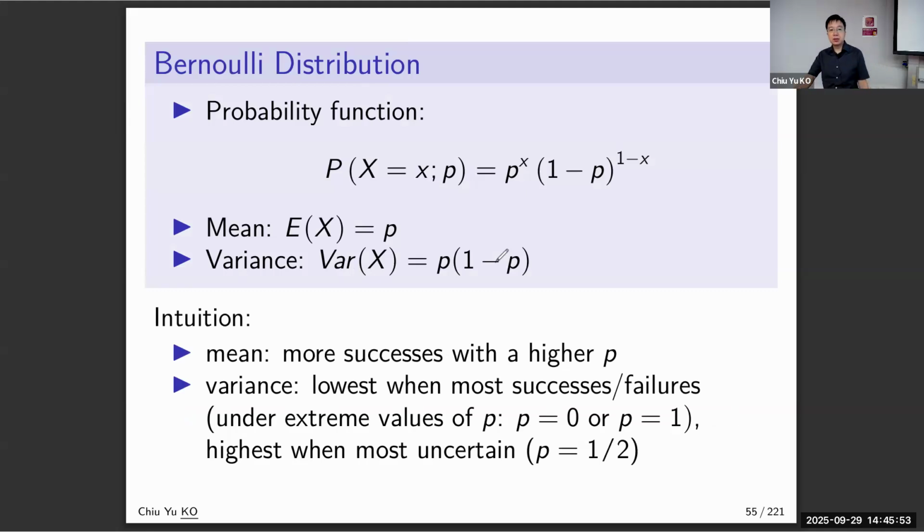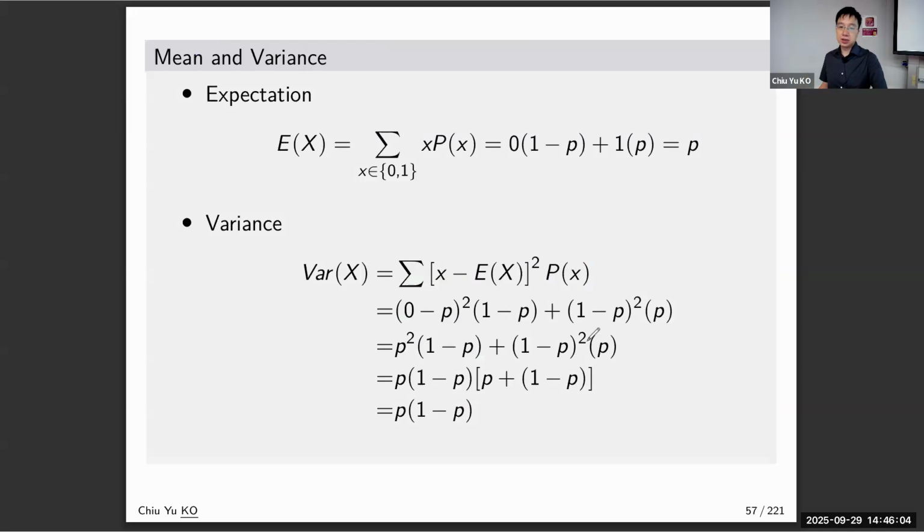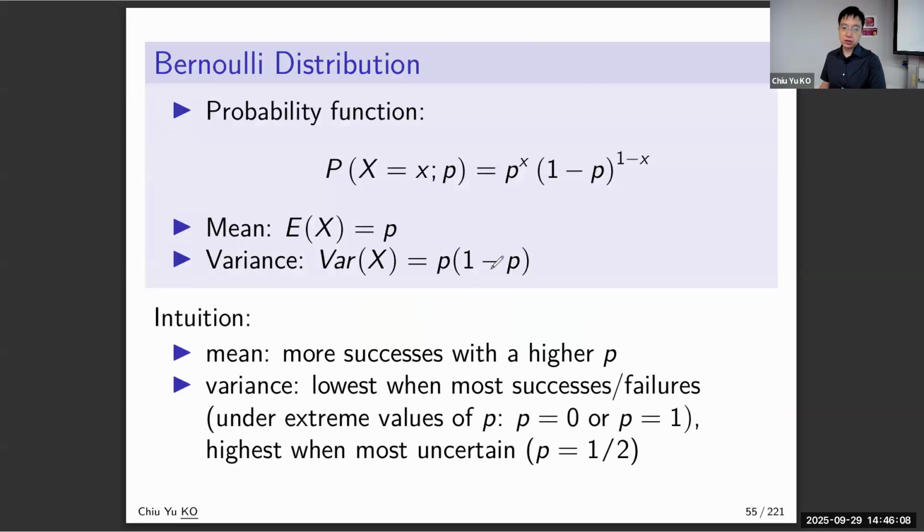And the mean is P, and the variance is P times 1 minus P. I already explained why that is the case, but if you want, you can check the proof, because the proof is a few lines there. Just direct calculation if you really want to know more. But I just need you to know this formula, right?